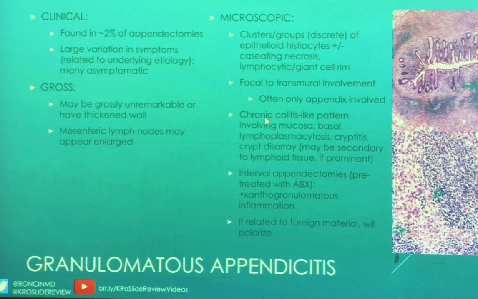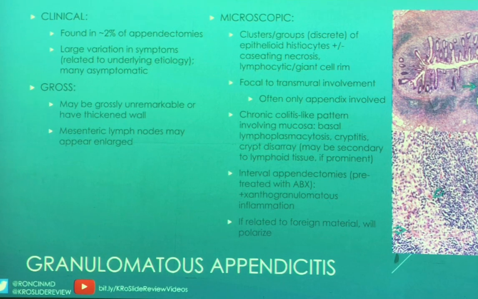You can see a chronic colitis-like pattern, and what that means is that we have this basal lymphoplasmacytosis, basal meaning underneath your mucosa. You may have cryptitis, you may have crypt disarray, but remember, because this is also lymphoid tissue, the lymphoid tissue itself can induce a pseudo disarray where it's just kind of pushing everything out of the way, but what you have in between everything is the lymphoid tissue. It's not because of dysplasia.